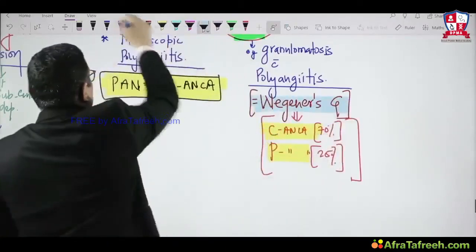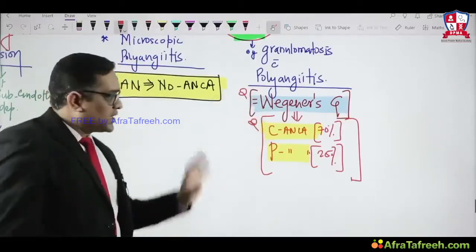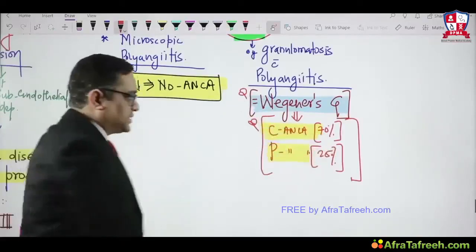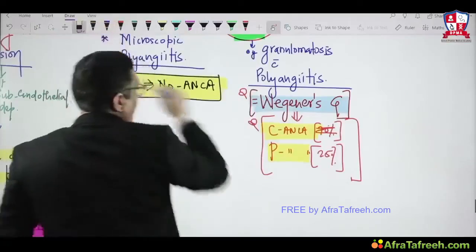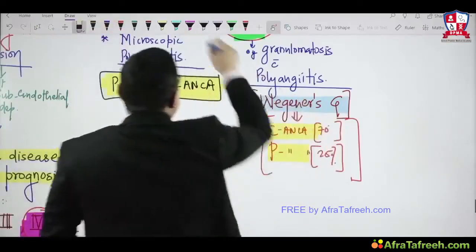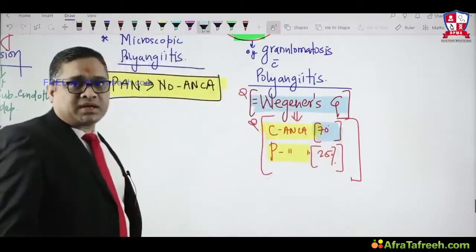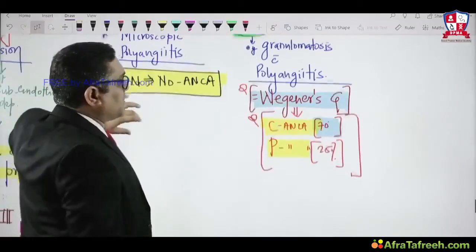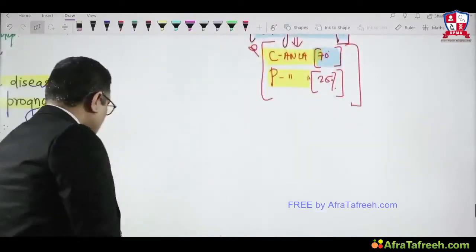That was the question in All India exam 2014, right? So Wegener's will be having both C ANCA and P ANCA, but C ANCA is the most common one, right? So when examiner says which is the most common one, your answer should be C ANCA is the most common. 70% it will be C ANCA, right? So ANCA associated glomerulonephritis has been kept in type 3, which are the most common type of glomerulonephritis.